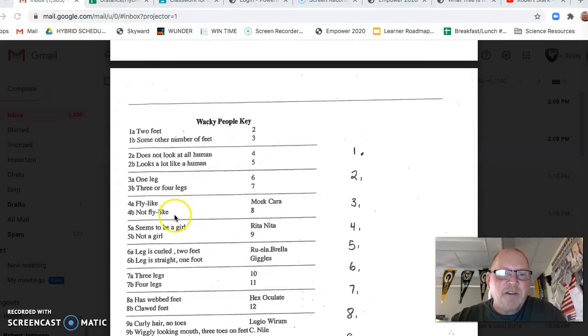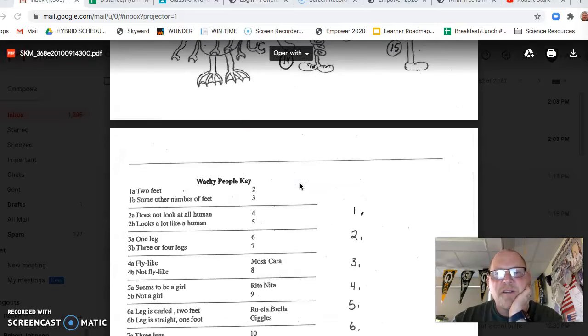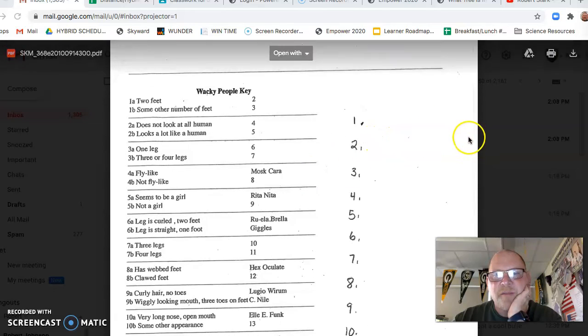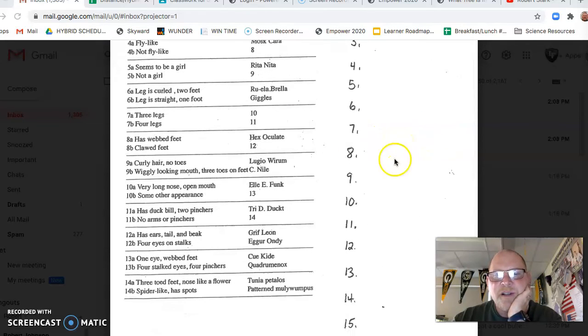Is it fly-like or non-fly-like? This is very fly-like, so number 2 would be mascara. Number 2 is mascara. So you would write mascara in number 2, or number 11, I'm sorry. Number 11.